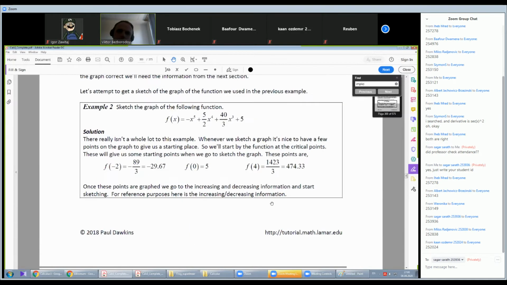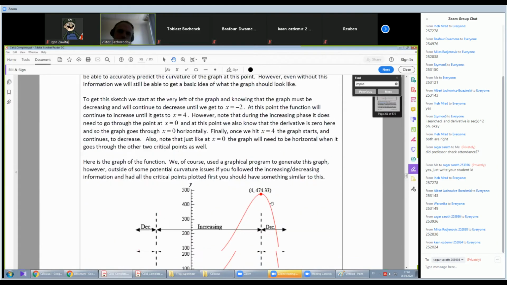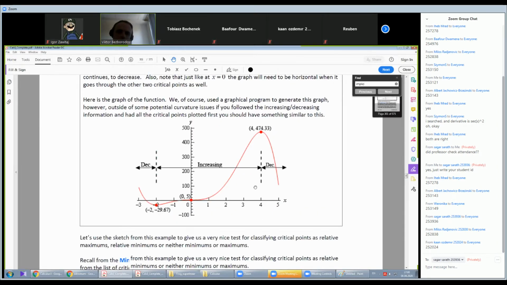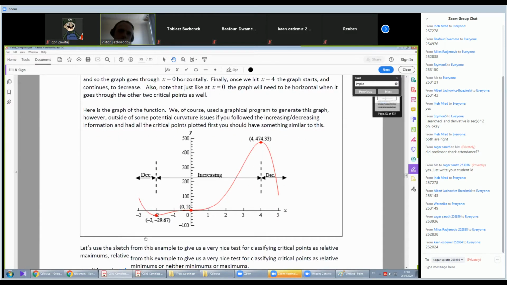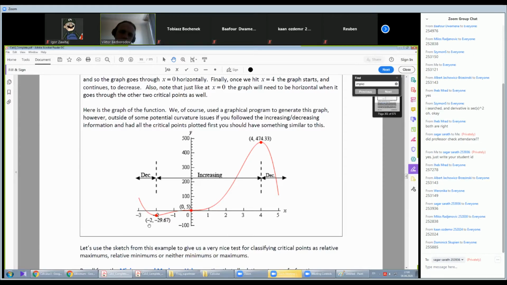Okay, and let's now attempt to sketch a plot. So what do they do here? They compute the values at the minimum. So that was the minimum, remember? And this is the maximum. They compute those values. And then they also found that at 0, the derivative was 0. And then they plot it in this sense.